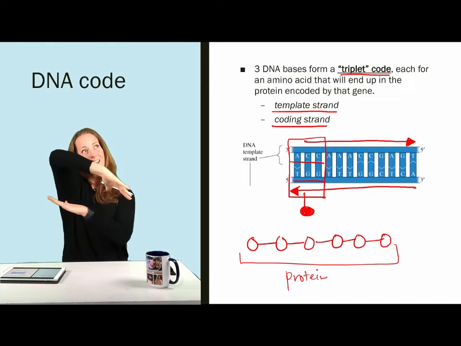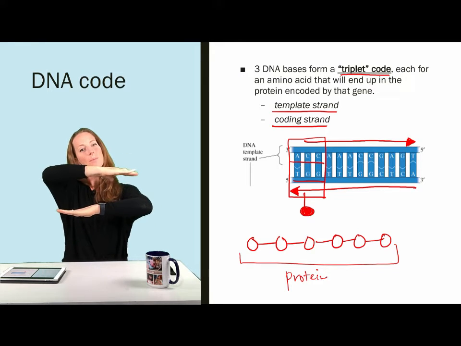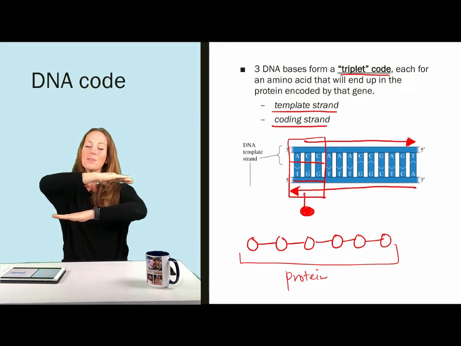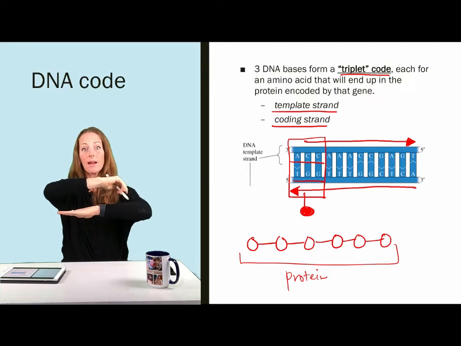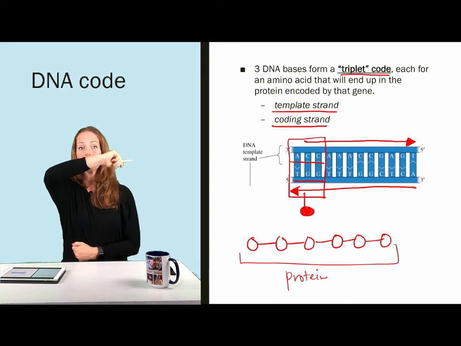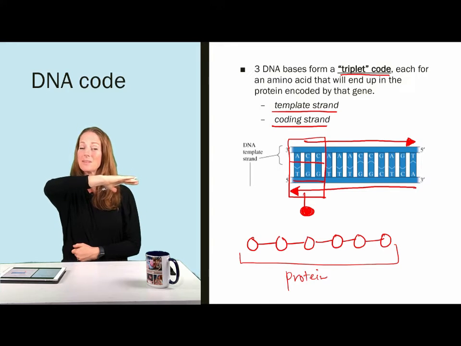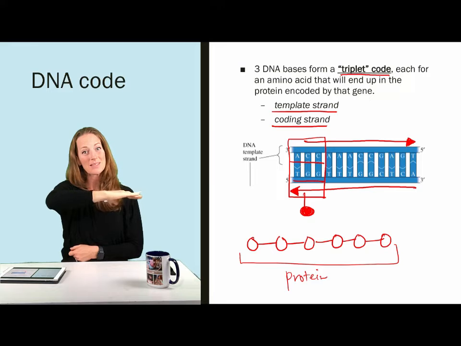Okay, I should have done that in the other way. So 3' to 5', 5' to 3'. The 3' to 5' forms the template strand. Why do we care? Because eventually we're only going to read one strand. And guess which one we read? We read the template strand.